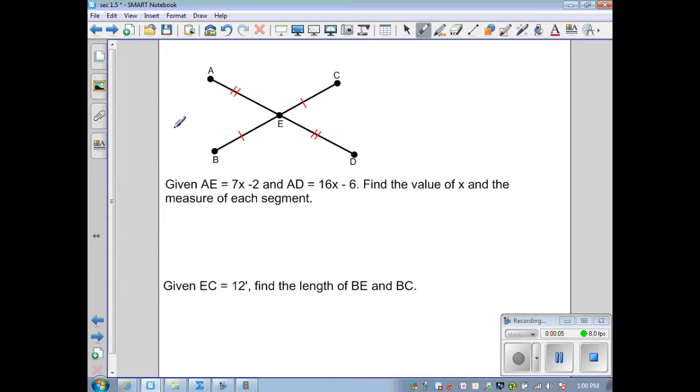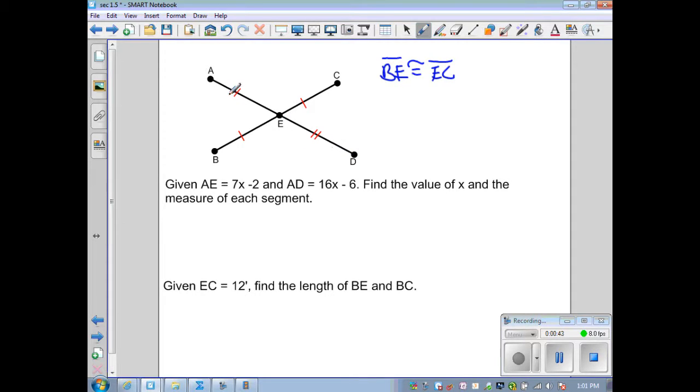In our last example, we are given a diagram with a lot of information. Let's analyze the diagram before we go down to our questions. Here, we're given segment AD and segment BC. The single tick marks tell me that segment BE is congruent to segment EC. Therefore, E is the midpoint of BC. And that tells me that segment AD passes through the midpoint, therefore it is a segment bisector.